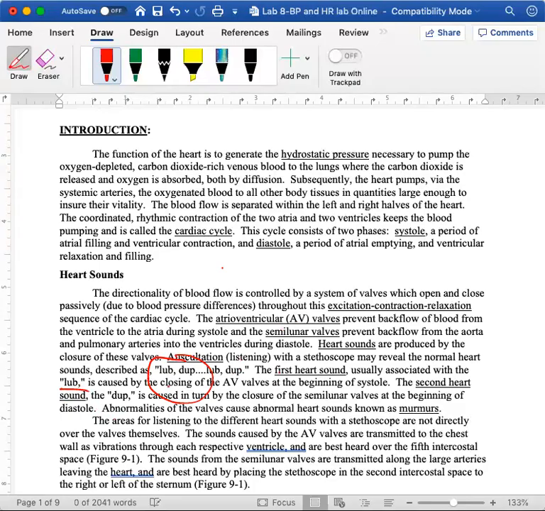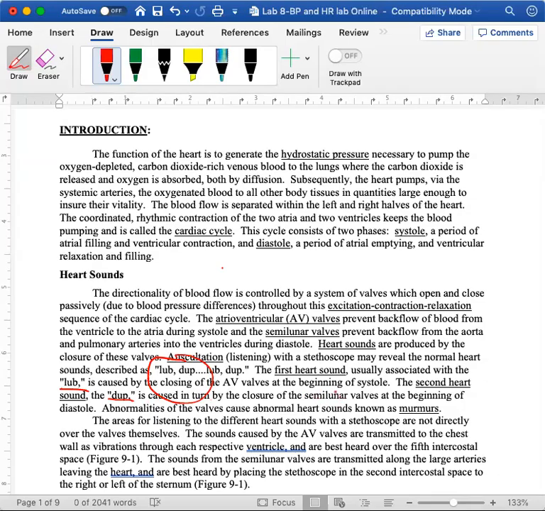That is caused by blood hitting the atrioventricular valves when they're closed. Now, it's not actually the valves closing that make that sound. It is the AV or atrioventricular valves closed and the blood hits them, so that you can hear with the stethoscope. The second heart sound is a dub, however you want to say it. That is caused by the closure of the semilunar valves. So it's actually the semilunar valves being closed and blood hitting those.